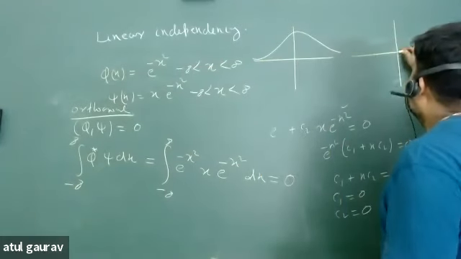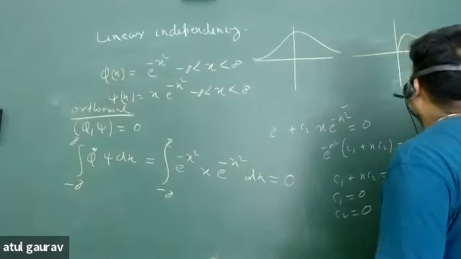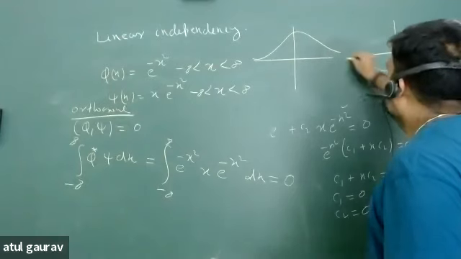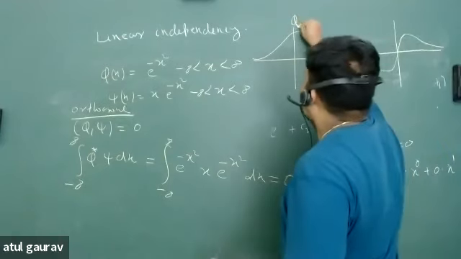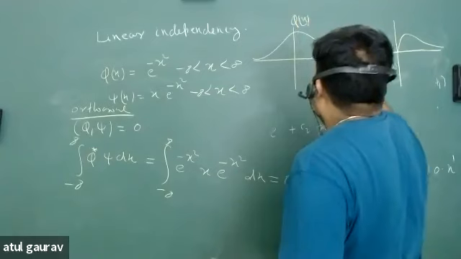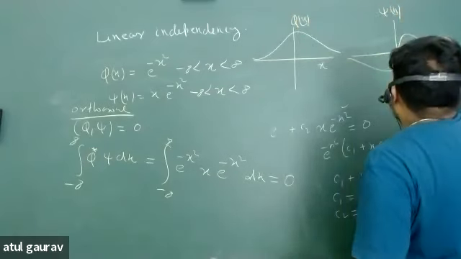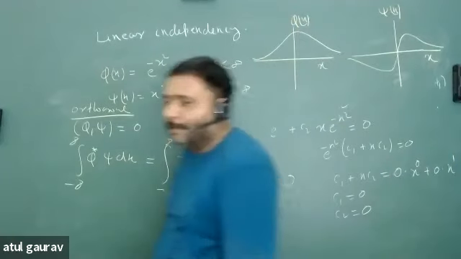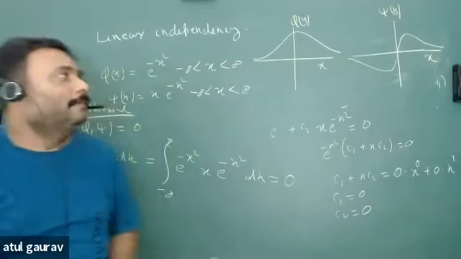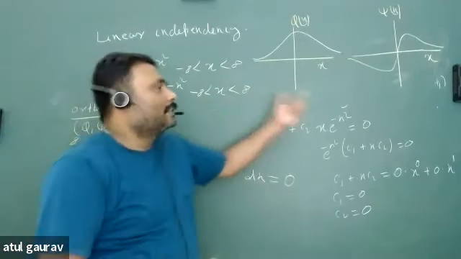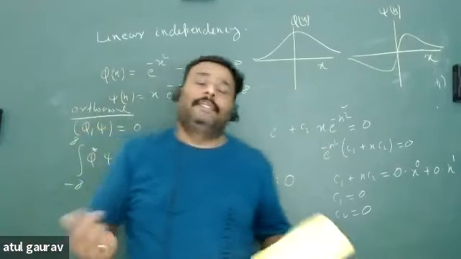And this will be something like this. So this is phi x versus x, and this is psi x versus x. Now you can believe that these two functions are orthogonal in nature.